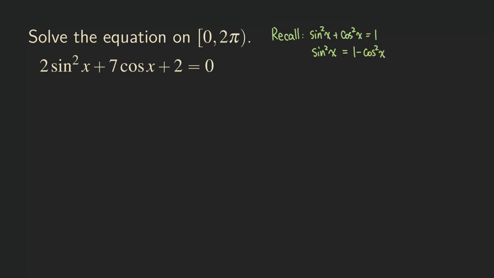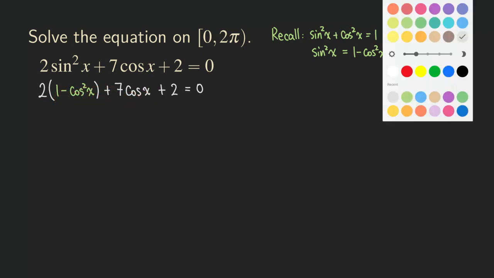So let's do that. Let's go to our equation. We have the 2, and then now parentheses. We are going to replace that by 1 minus cosine square x, plus the 7 cosine x plus the 2. We are not going to do anything to the other terms. So now we have this equation. The next step is to distribute the 2 to the 1 and then the negative cosine square x so that we don't have parentheses anymore.